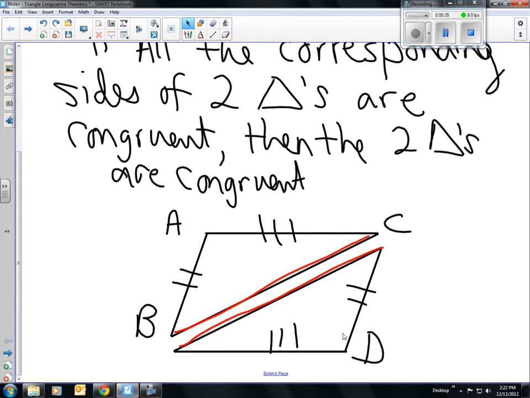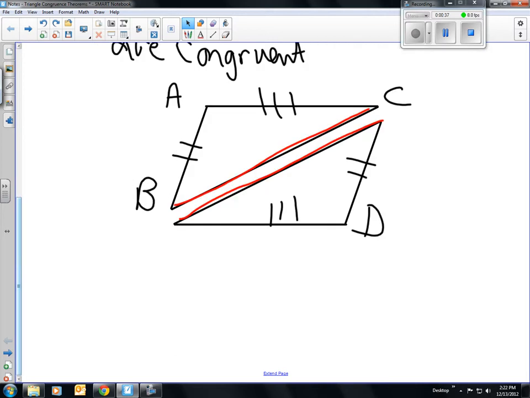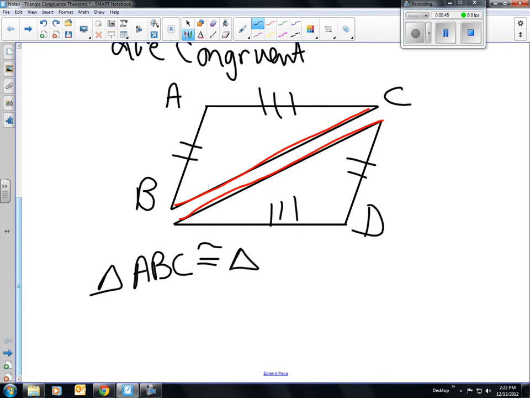So the way we would write this, if we were writing it with the theorem, we would say triangle ABC is congruent to triangle, and then we need to be careful to use the corresponding parts. So D, and then we're going C, and then B. Okay?